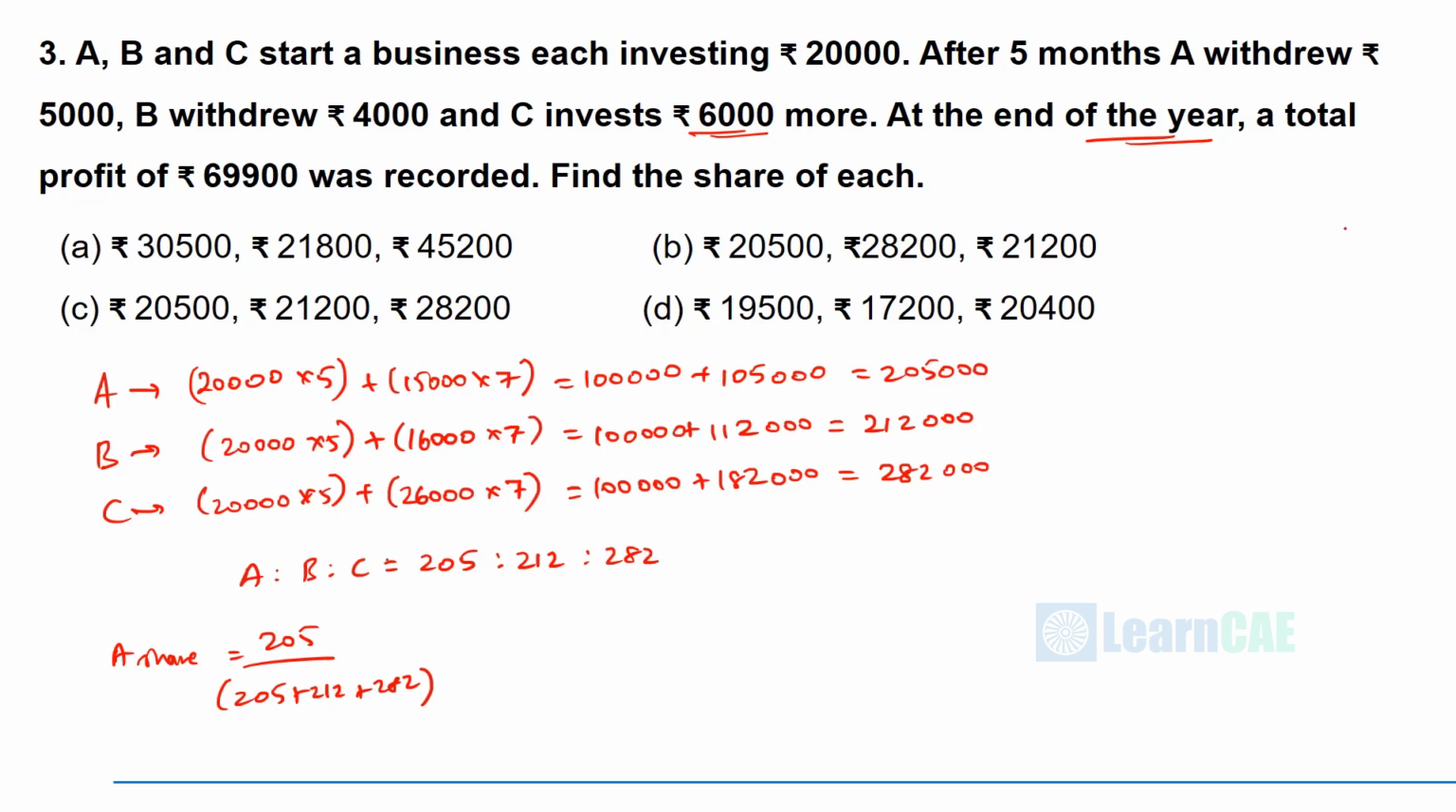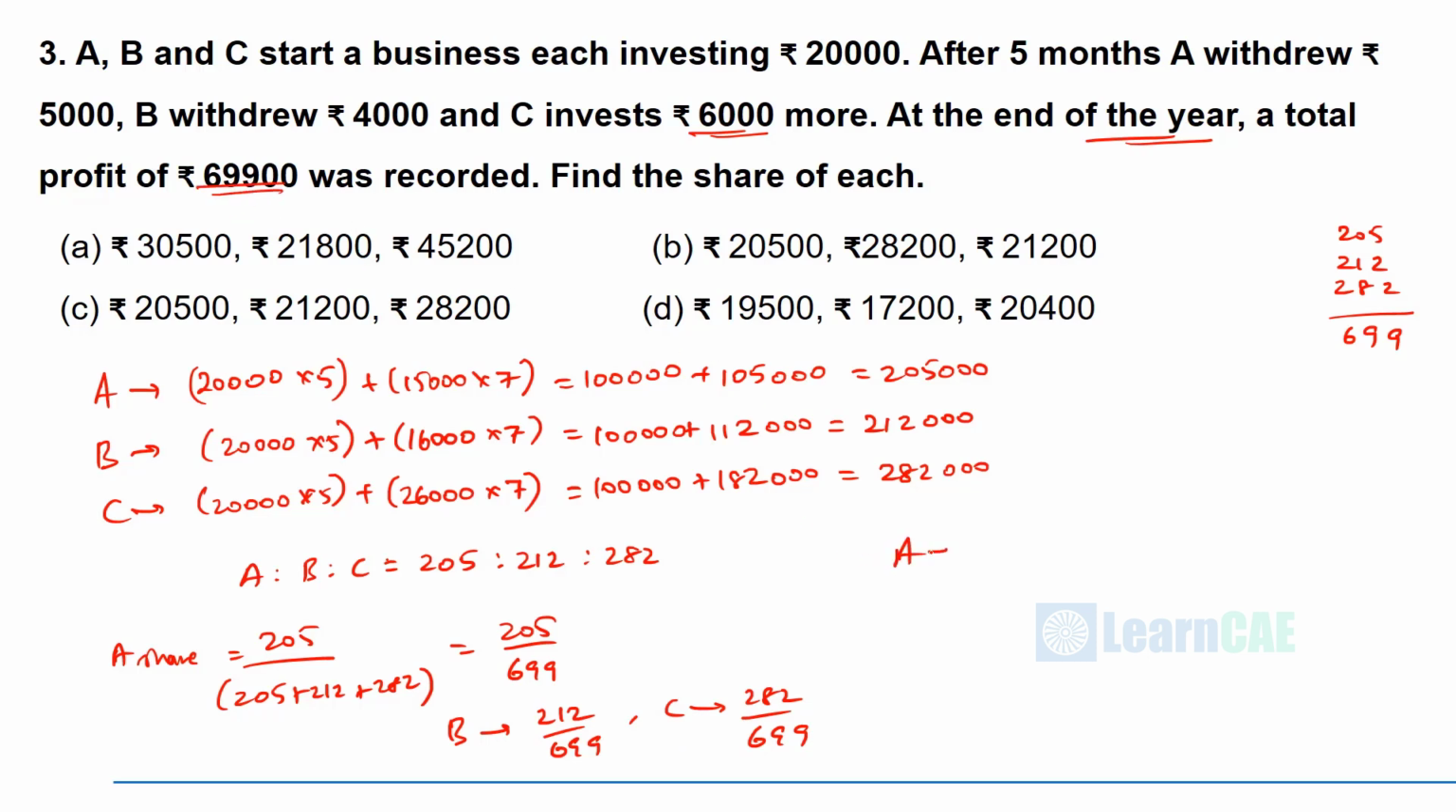Let us calculate this. 205, 212, 282. This will be 9, this will be 9, this will be 6. So this is equal to 205 by 699. Similarly, B's share will be 212 by 699 and C's share will be 282 by 699. So this is the ratio in which the 3 shares are divided. The total profit is 69,900.